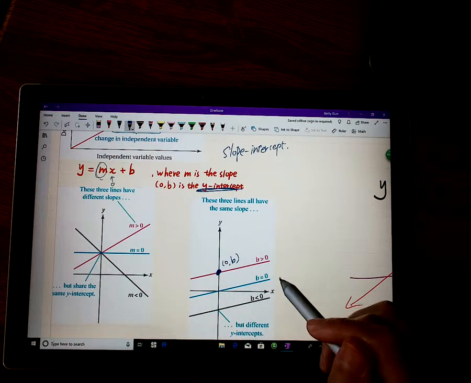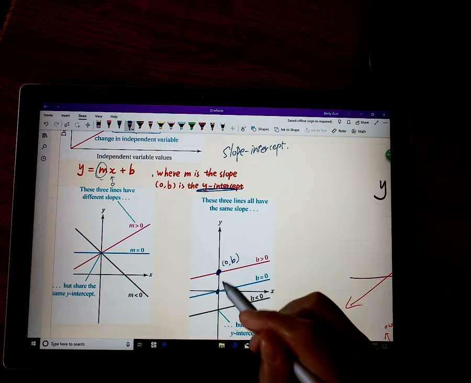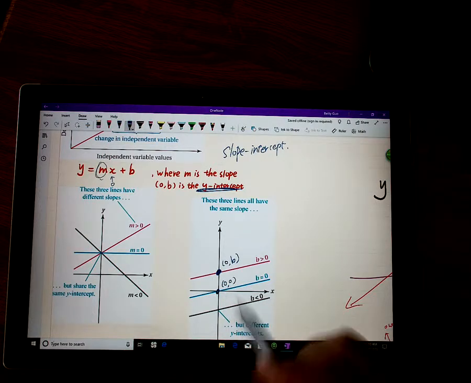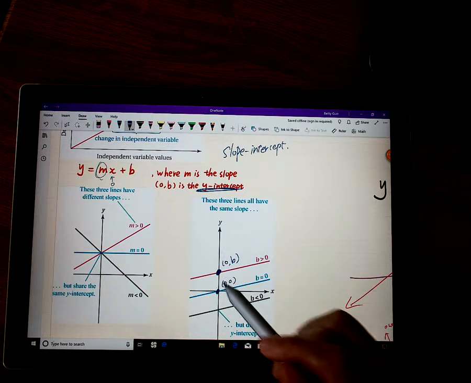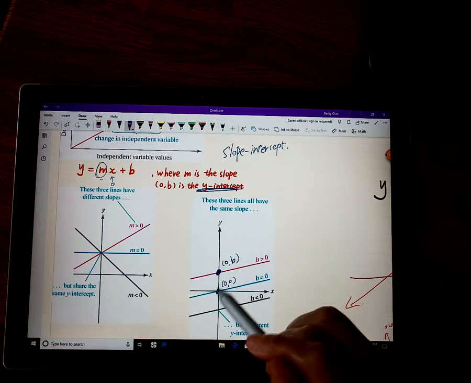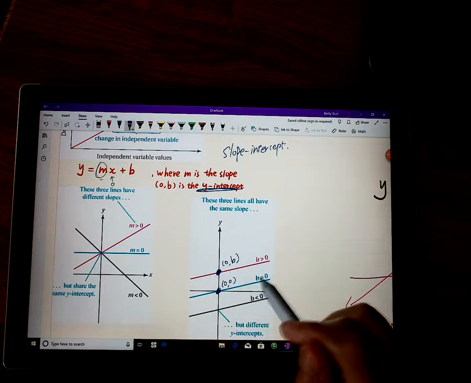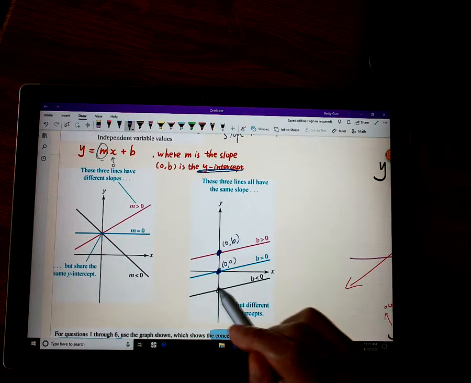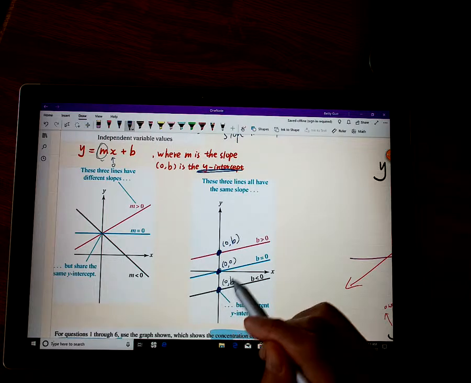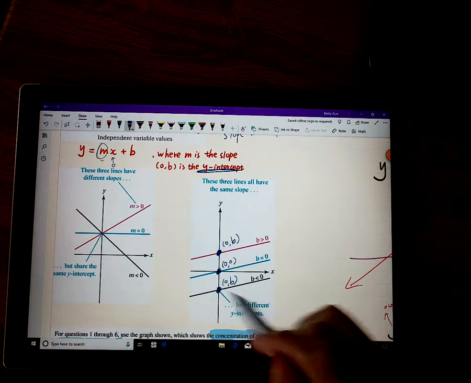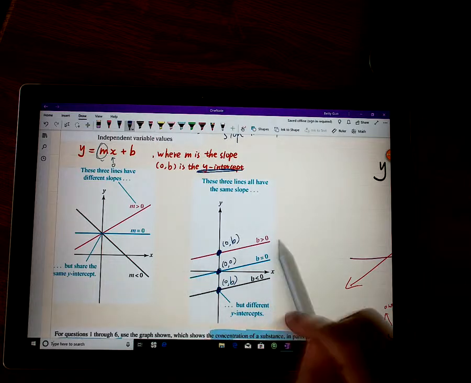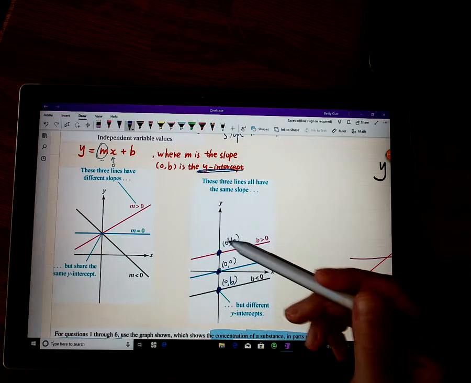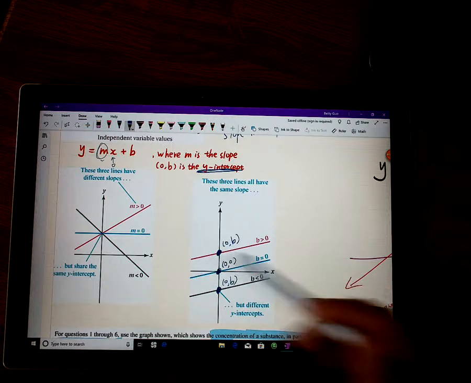And this blue straight line has a y-intercept (0, 0). The y-intercept happens to be the origin. It crosses the y-axis at (0, 0). b equals 0. And this black straight line has a y-intercept (0, b). The y-coordinate of the y-intercept b is less than 0 because the y-intercept is below the x-axis. And when we look at the three straight lines, we know they have different y-intercepts, right? But they have the same slope.